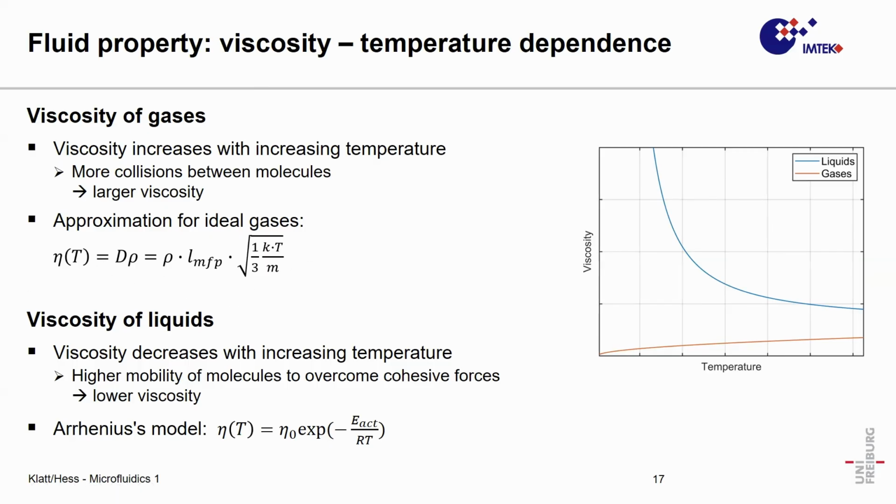On the other hand, the viscosity of liquids decreases with increasing temperature. This can be explained with a higher mobility of the molecules that can now more easily overcome the cohesive forces. And this leads to a lower viscosity. The viscosity of liquids can be modeled using the Arrhenius model, which is given here. And these two expressions, here and here, would be the material laws for the viscosity.